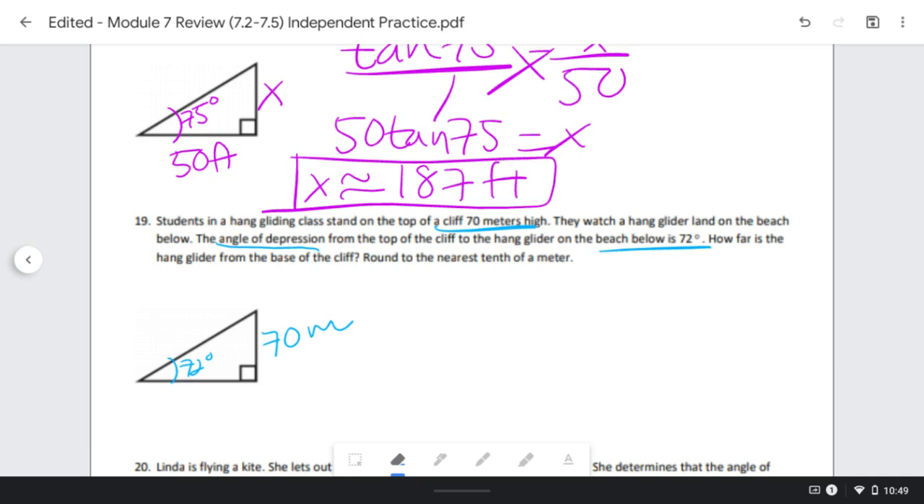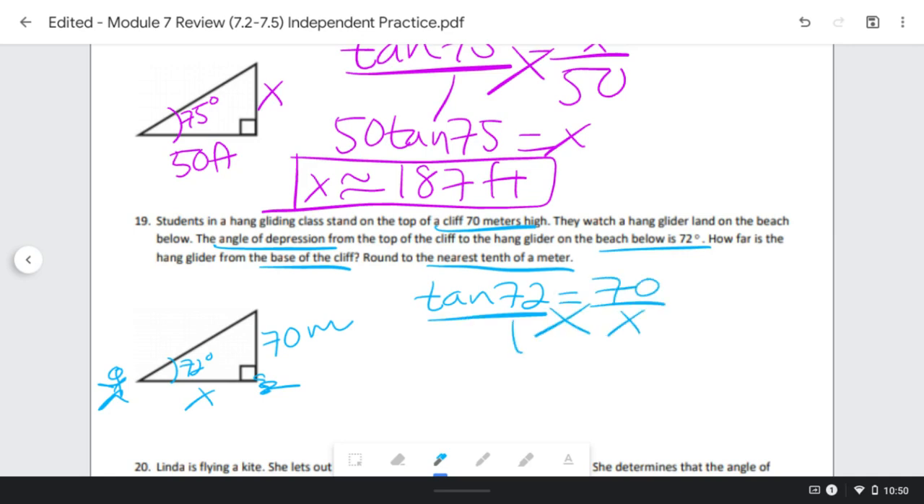And then the last sentence says, how far is the hang glider from the base of the cliff? So base means bottom. So think about it like that would be the bottom over here. And I'll label that x. Round to the nearest tenth of a meter, so that's going to be 1 decimal place. So if I'm solving for x, I have my opposite and I have my adjacent. So I'm going to use tangent again.